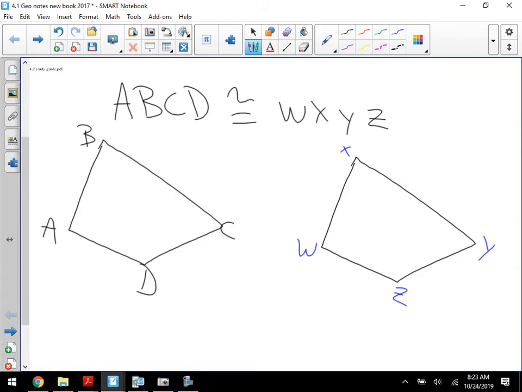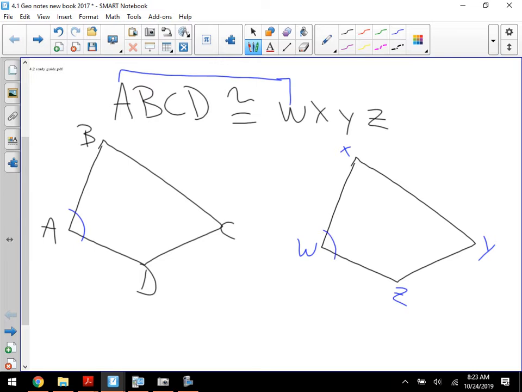So the idea of a congruency statement is that it specifically tells you what angle matches with what angle. For example, what's the first letter in the first figure? What's the first letter in the second figure? W. That means these two angles have to be congruent. How do you make congruency marks on angles? You remember? That's more for segments. We do a little hook like that, a little arc.